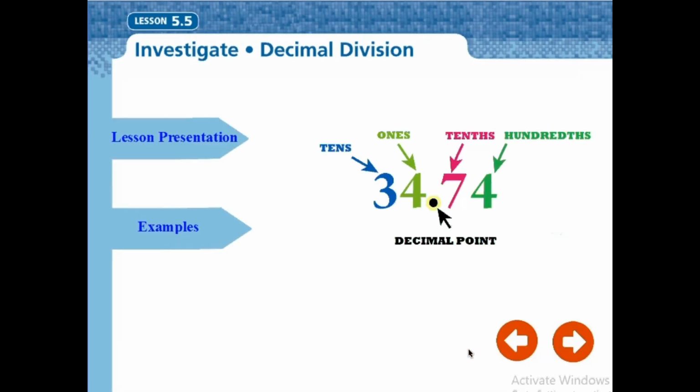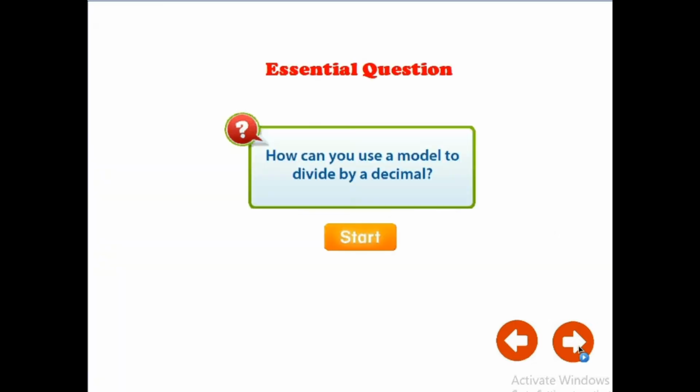You already know that the first digit on the left of the decimal point is in the ones place. The second digit to the left of the decimal point is in the tens place. The first digit to the right of the decimal point is in the tenths place. And the second digit on the right of the decimal point is in the hundredths place. How can you use a model to divide by a decimal?